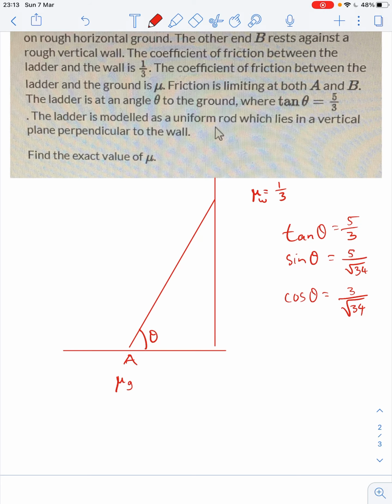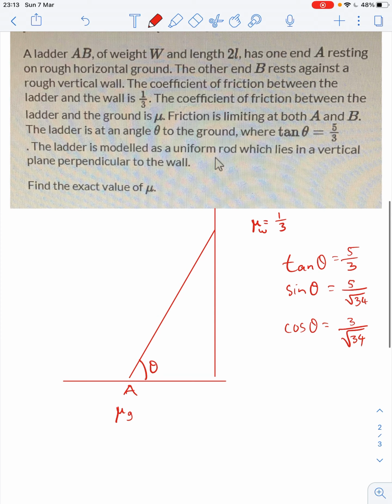Okay, the ladder is modelled as a uniform rod. Okay, so that means we've got a distance of L, and then this weight W is going to be coming down, which lies in the vertical plane perpendicular to the wall. Find the exact value of mu.